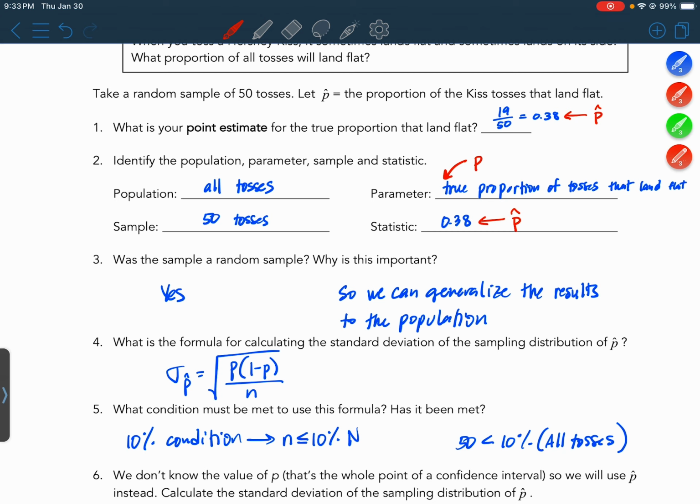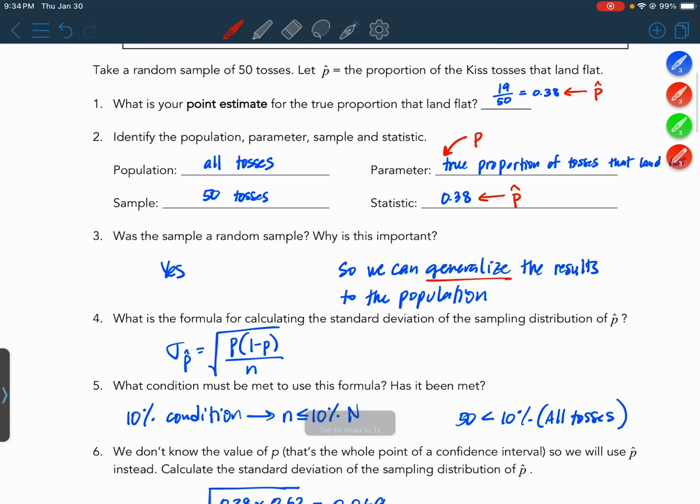All right, question number three. Was the sample random? Yes, it was. We can think of each toss as completely random. Now, why is it so important that we have a random sample? The reason is we want to be able to generalize the results from our sample to the entire population. We want to say that what we saw in our sample is representative of what we would see if we did the whole population, if we did all possible tosses. In the future, we're going to just refer to this as the random condition.